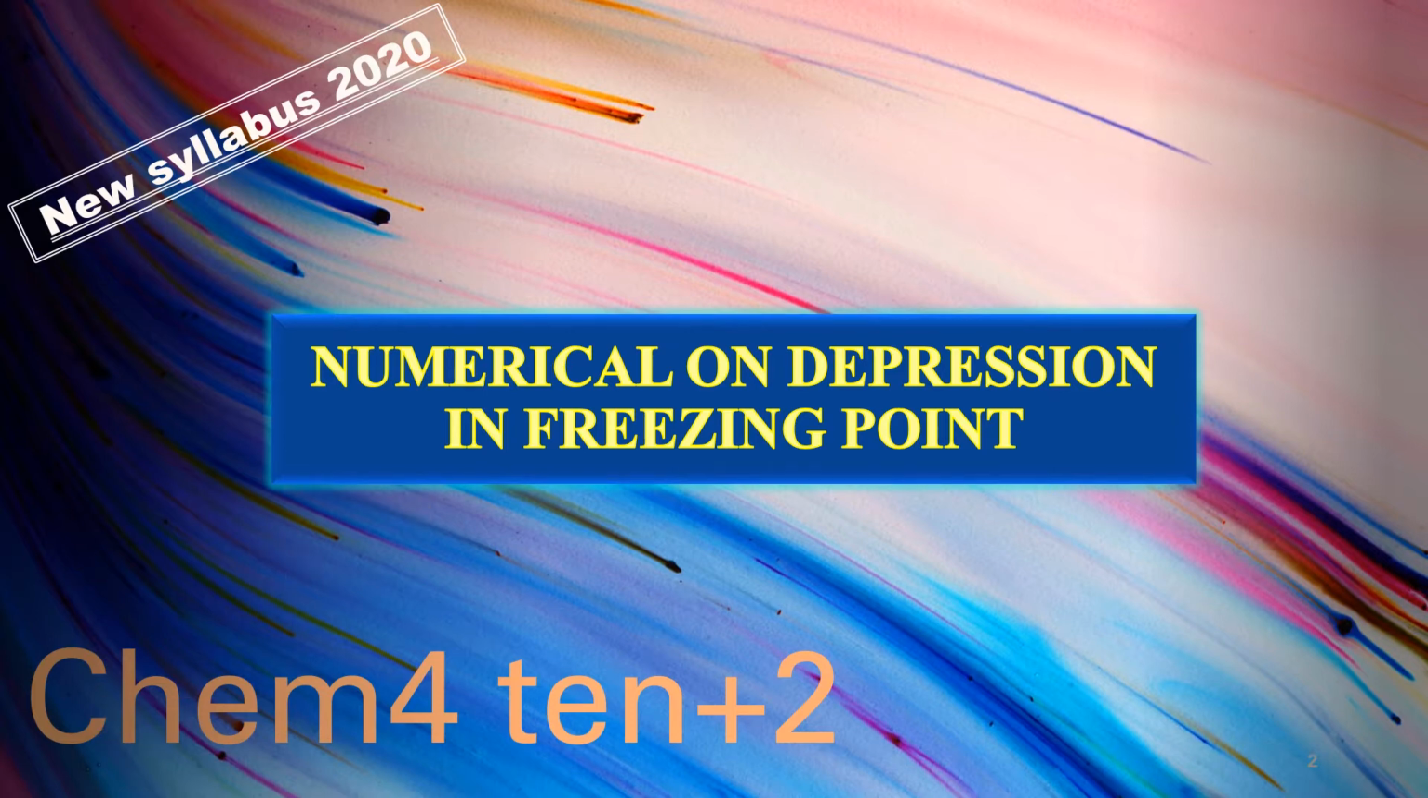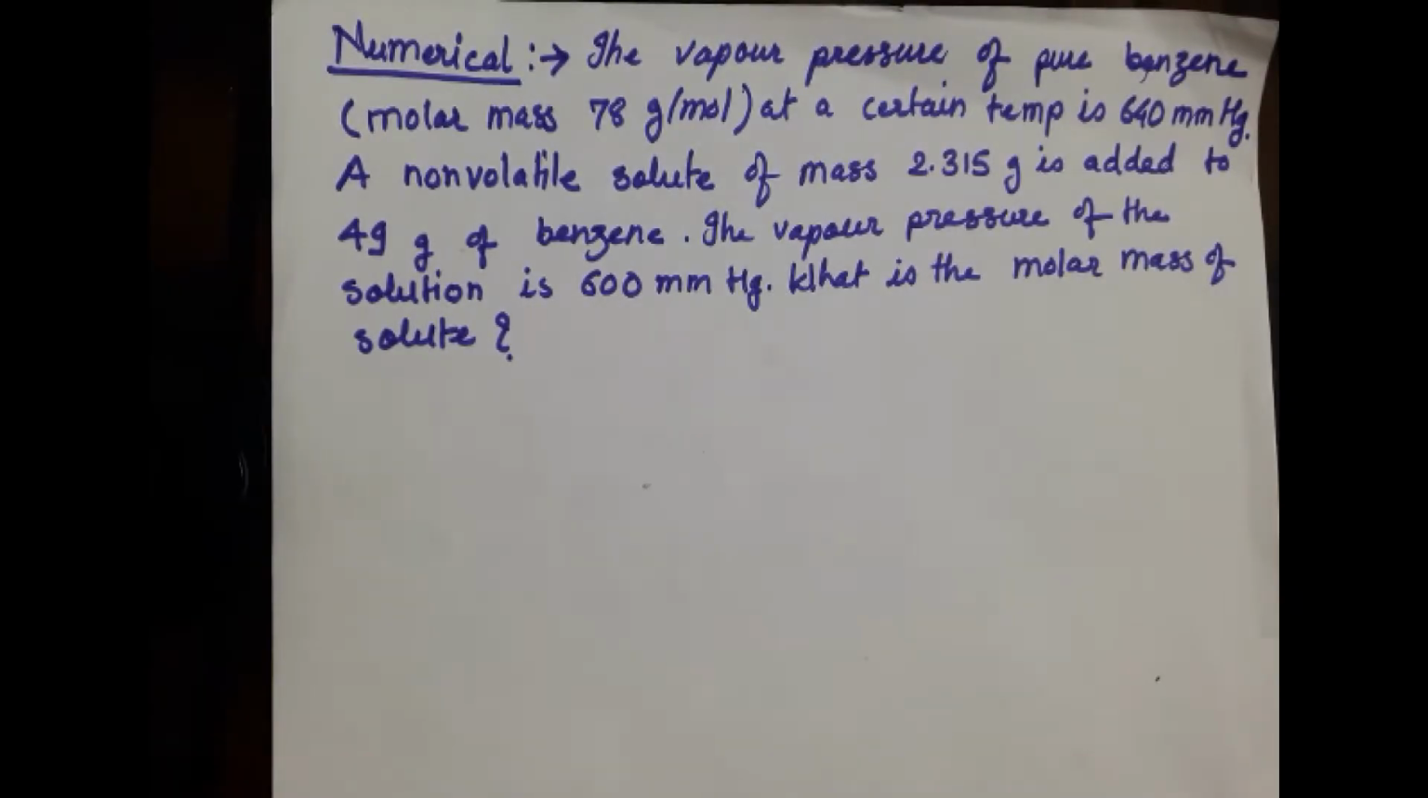Let's begin. Good afternoon, students. Let's talk about the numerical based on lowering in vapor pressure, the colligative property which we have learned already. So let's see the numerical. As you can find here, the numerical is already written. So let's begin and try to solve it.